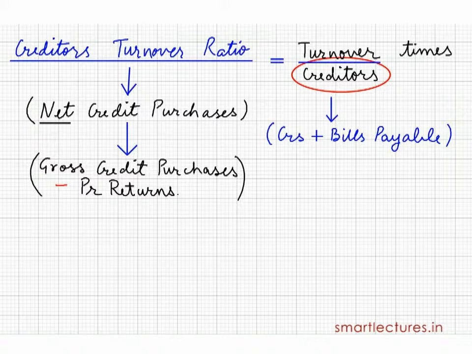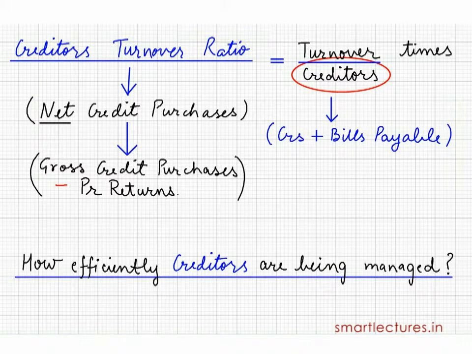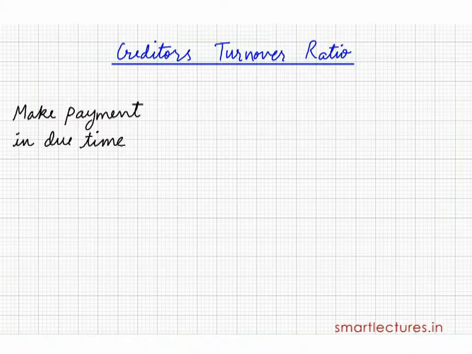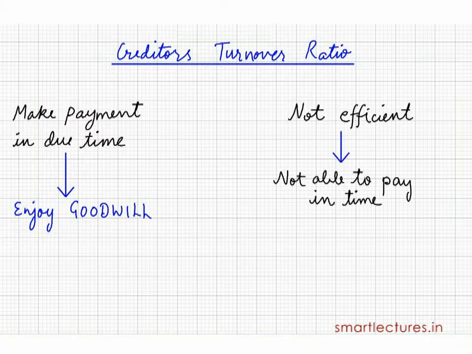Actually, the objective of this creditors turnover ratio is how efficiently creditors are being managed. Means how is your creditors management? Creditors management means how you make the payments to the creditors. Naturally, if you are making payments to your creditors in due time, you will be enjoying good reputation and goodwill in the future. If your creditor management is not efficient, it means you are not able to pay your creditors in time, and it may spoil your reputation in the industry.